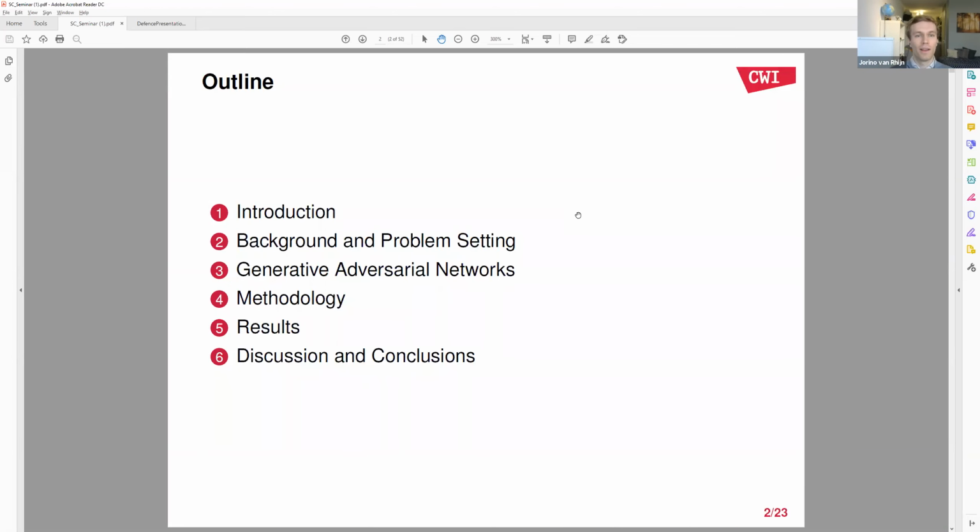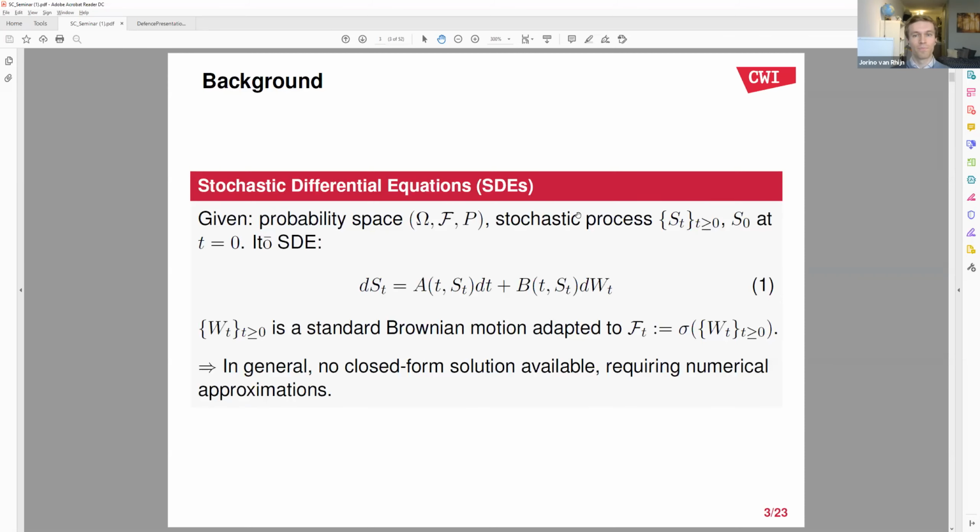So let me give you an outline. First I'll give you some background on stochastic differential equations and our problem setting. Then I'll show you the algorithm, the GAN, what it is, what it does, and why we use it. Then I'll show you how I'm generating these paths, and I'll give you a brief overview of some key results. I won't show everything, but some key highlights, and then we'll go on to the usual discussion and conclusions.